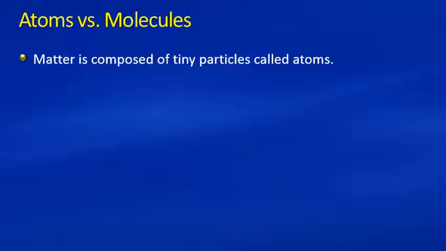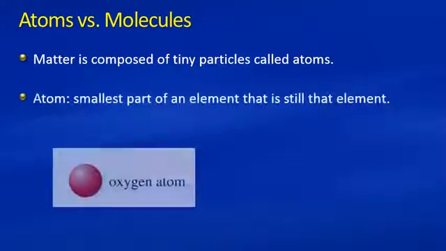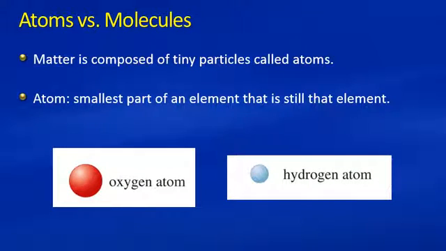Atoms versus molecules. Give yourself a minute, see if you can remember what the difference is between an atom and a molecule. Well, first off, matter. You should already know that everything's made up of matter, and this really matters. Matter, all of it, is made of atoms. An atom is the smallest part of an element that's still that element. Clear as mud, right? Well, basically, atoms, atomos, used to be thought of as indivisible. We now know we can divide the atom, but basically it is just the smallest piece of a particle that we can still call an element.